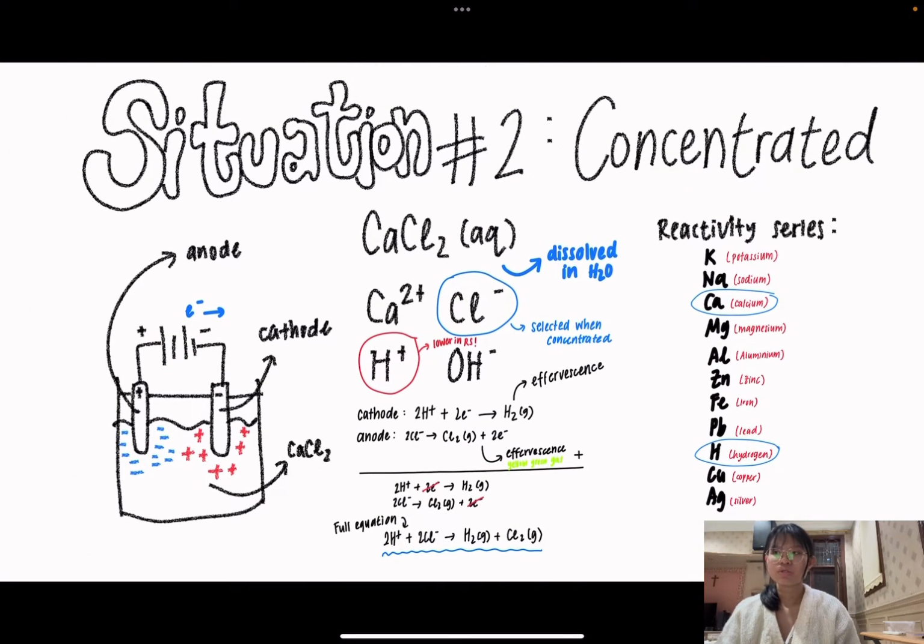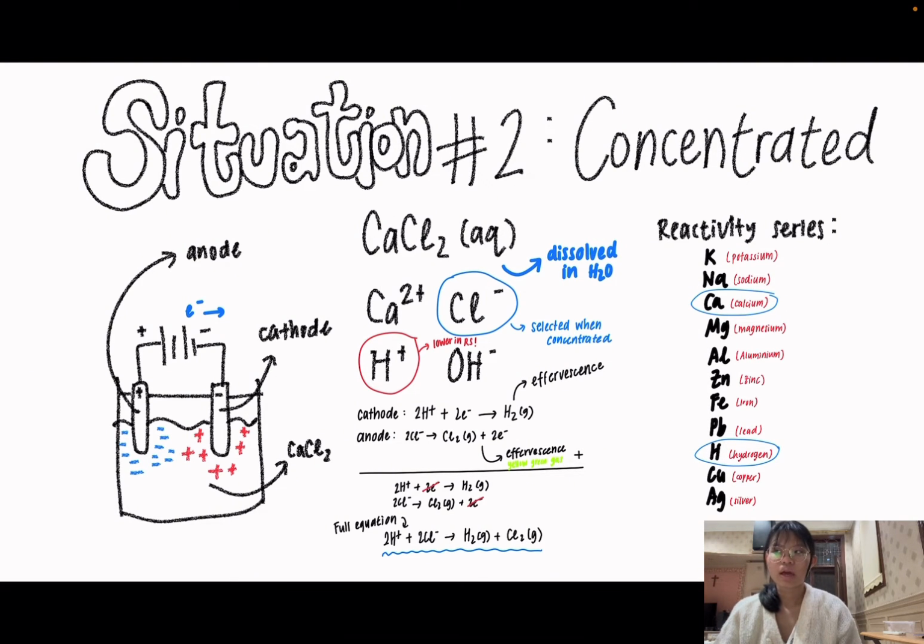And for situation 2, which is the concentrated situation, for the cations, we will be selecting the same hydrogen ions, because we will still be following the reactivity series. And since hydrogen is still less reactive than calcium, therefore we're going to be selecting hydrogen.